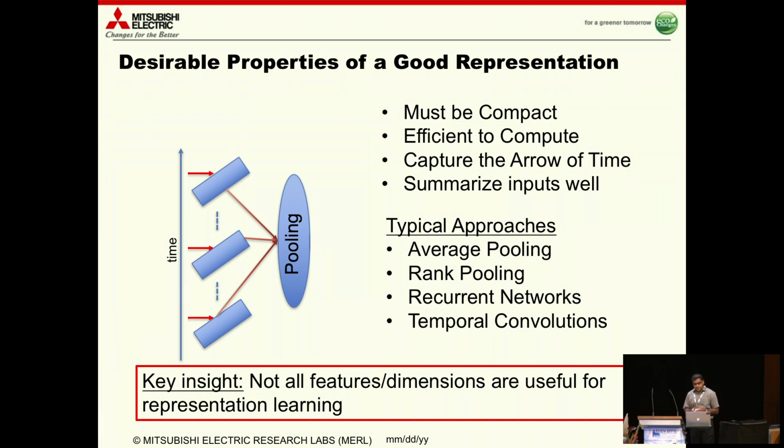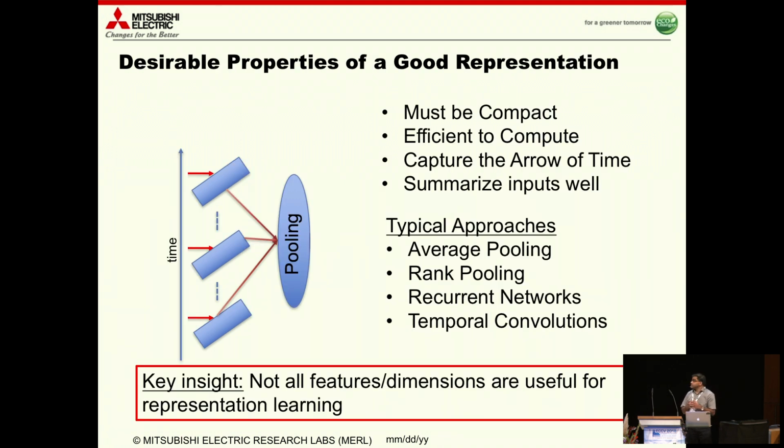So what could be a good representation? A few desirable properties for a good representation could be that it's compact. That is, it should be able to fit in memory to train another layer of a network, or it should be efficient to compute. It should capture the arrow of time, because it's action, so there are temporal dynamics happening in a video, and you should be able to capture that in some way. And it should summarize inputs well so that you don't miss out on any important characteristics of the video when you train a classifier later on. Some of the typical approaches for this are pooling: standard pooling approaches like average pooling, rank pooling, or you can train a recurrent neural network on top of these features, or temporal convolutions, and so on.